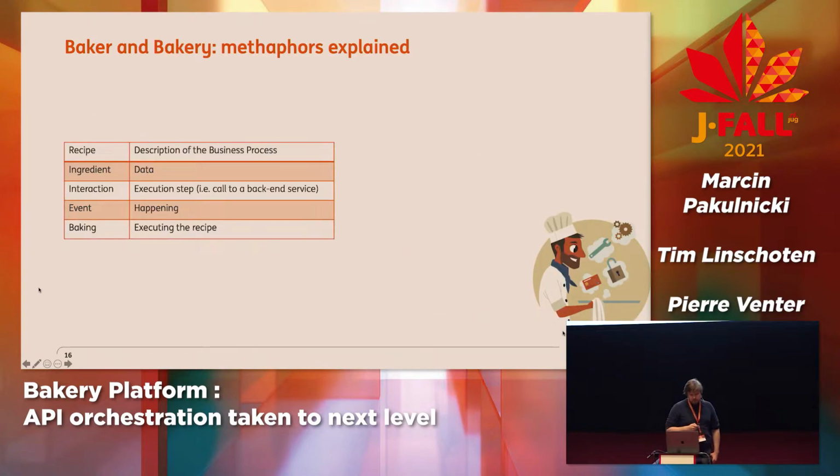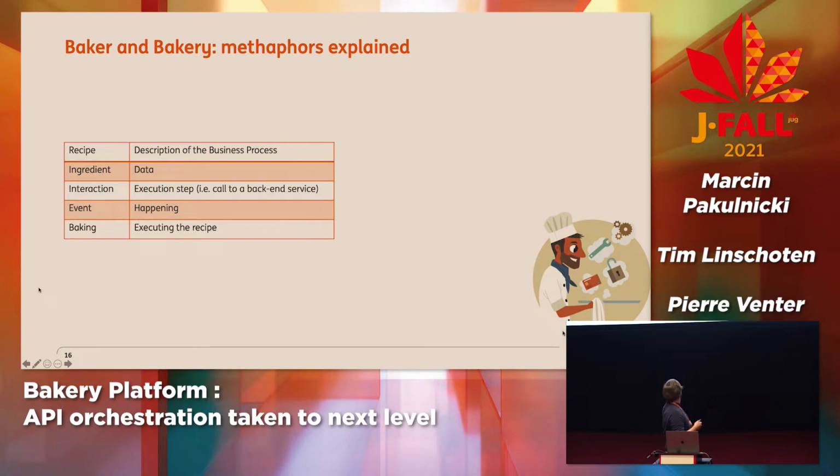So we're quickly going to go to the metaphors. I think Marcin already told it. So you have the recipe, which is a description of your business process. The ingredient, which is a container for your data or your data itself. We'll get into details a little bit more. An interaction, so this could be a call to a backend system most of the time. These are the reusable components. That's how we get reuse.